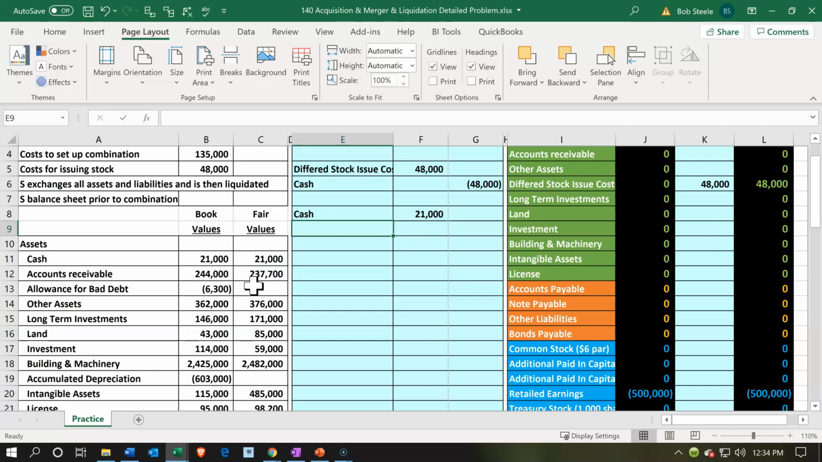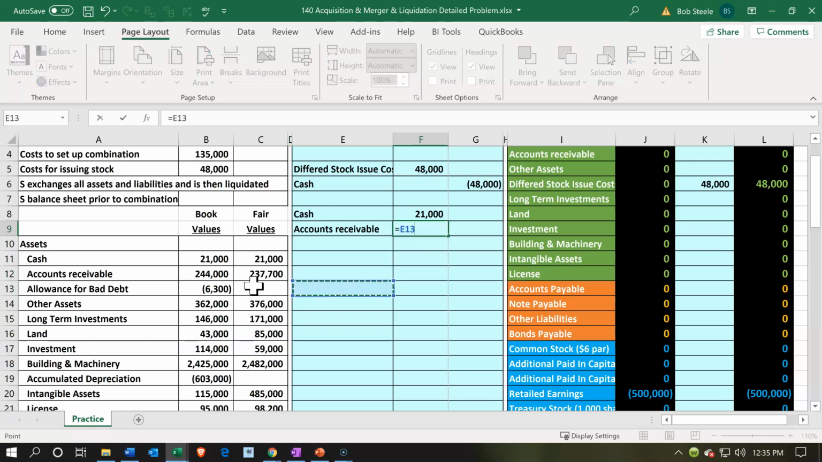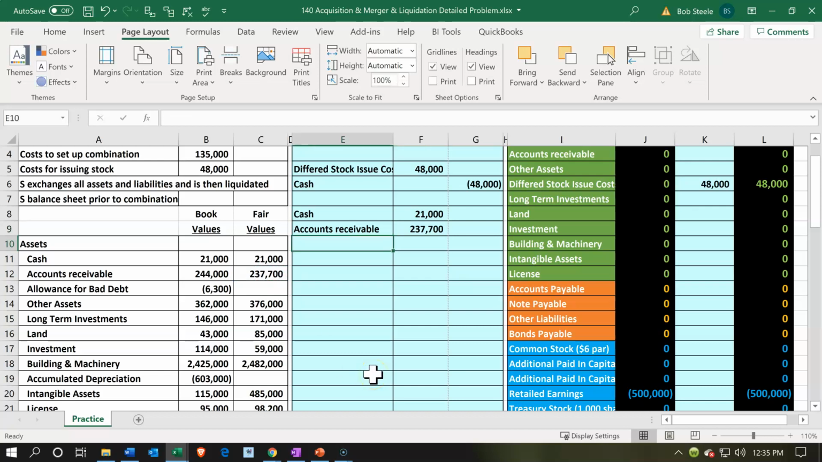Cash is going to be the same fair value, book value, because cash doesn't change much. The accounts receivable, we got that. Now that had an allowance account down here. We valued it here, so we're just going to put it on the books at what we valued it at. So we're going to say, all right, here's the accounts receivables worth the 237.7. Then we're going to be picking up the other assets.